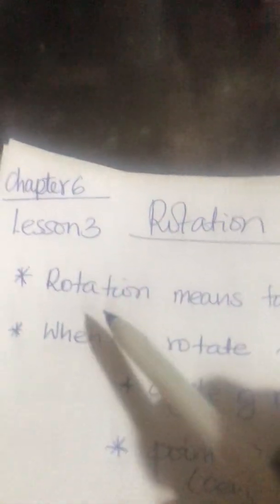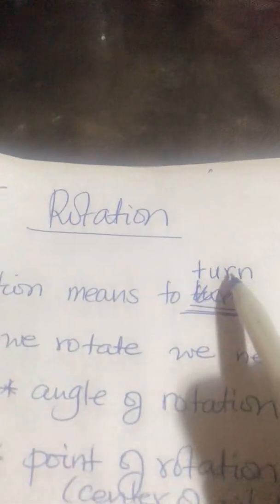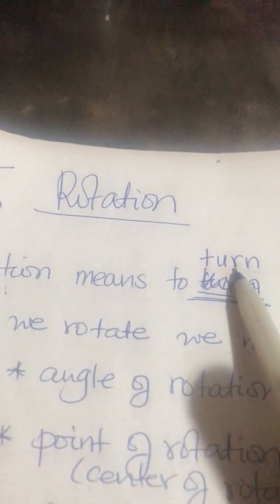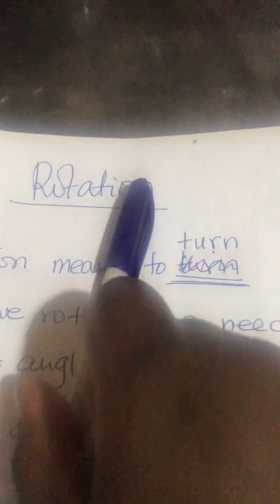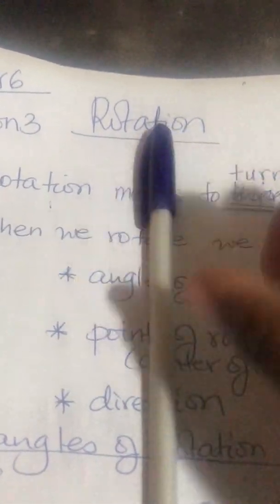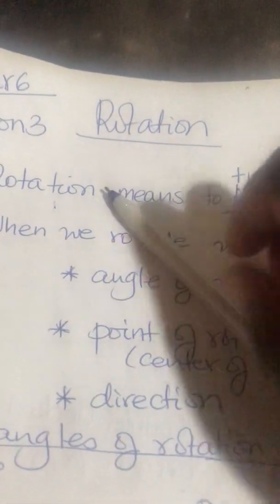What does rotation mean? Another name for rotation is to turn. So if my pen is facing this way, I have turned it. See? I am turning my pen. This is what turn means.